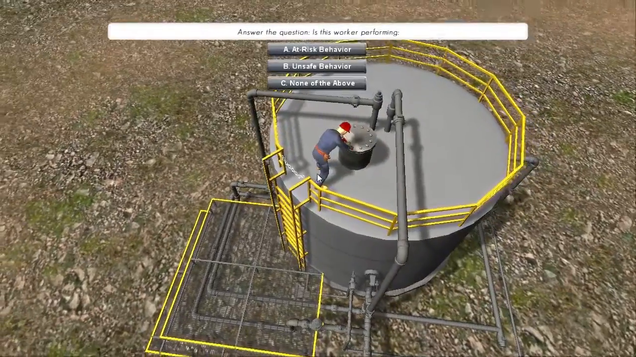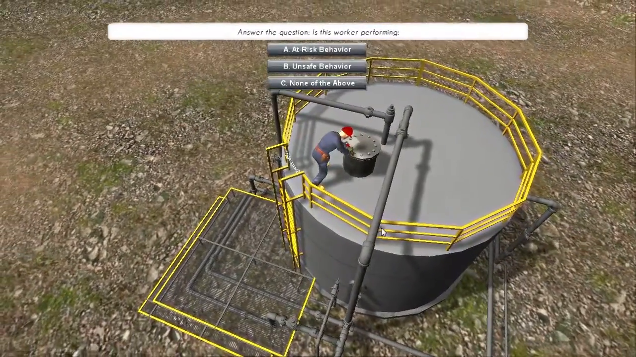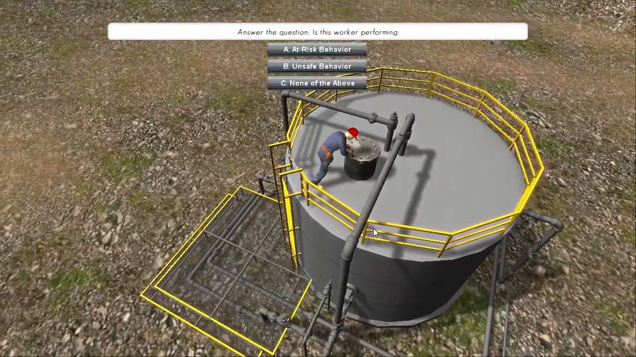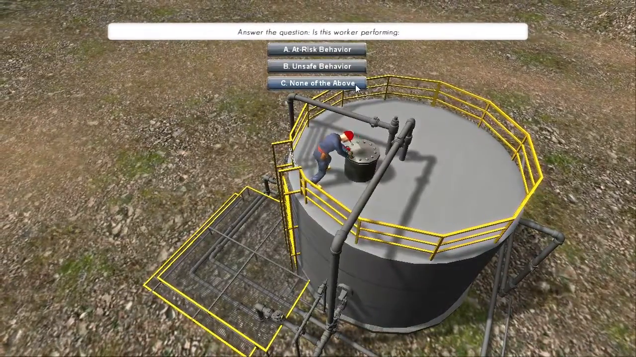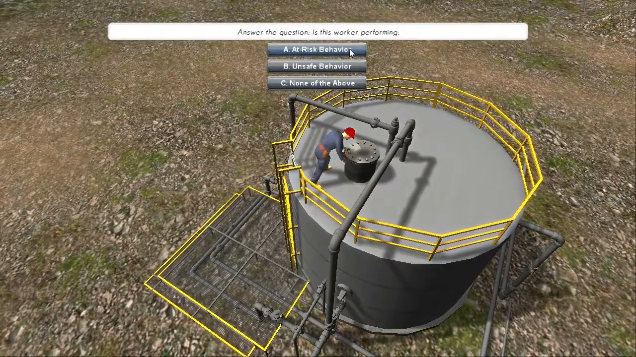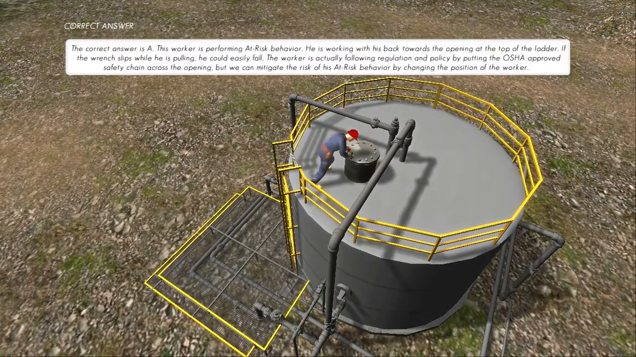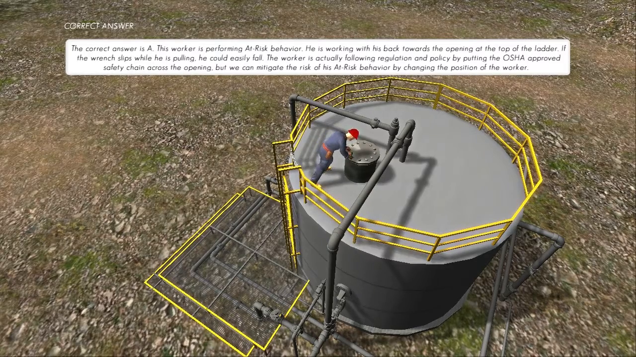Answer this question. Is this worker performing A. At-risk behavior, B. Unsafe behavior, C. None of the above? The correct answer is A. This worker is performing at-risk behavior.